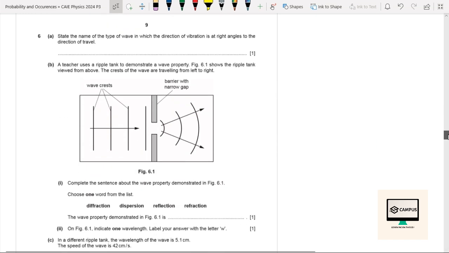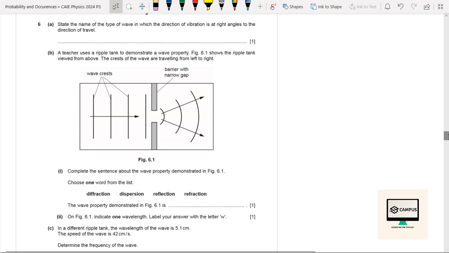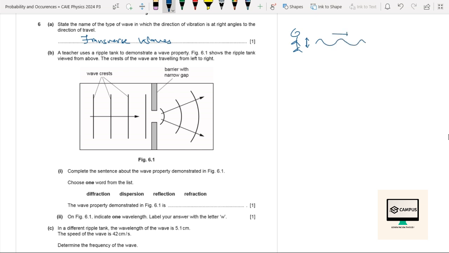Let's go into question number 6. State the name of the wave in which the direction of vibration is at right angles to the direction of travel. This one is the transverse wave. I want you to imagine the example that we did in our revision session, in our even classes as well, where a man using a long spring or a sling would move his hand up and down, and the wave is created like this. This is the example of transverse waves.